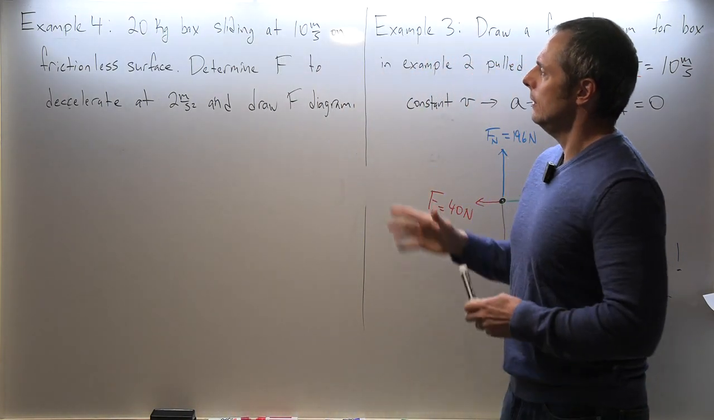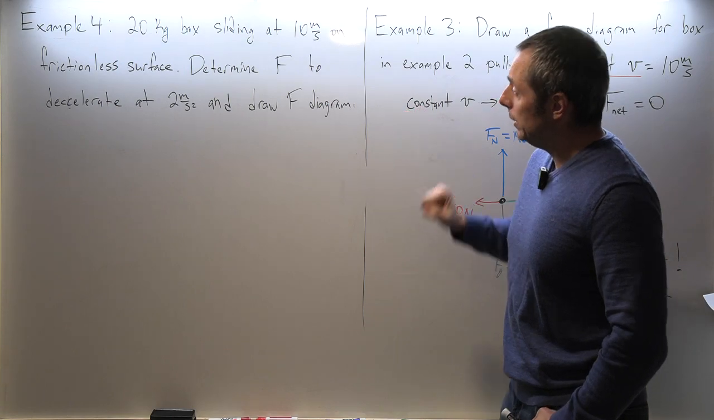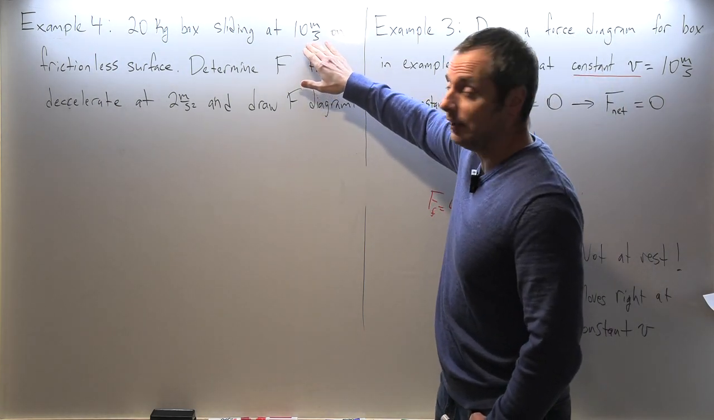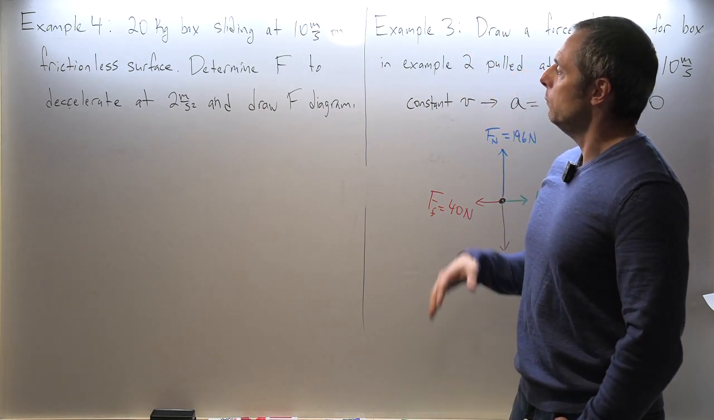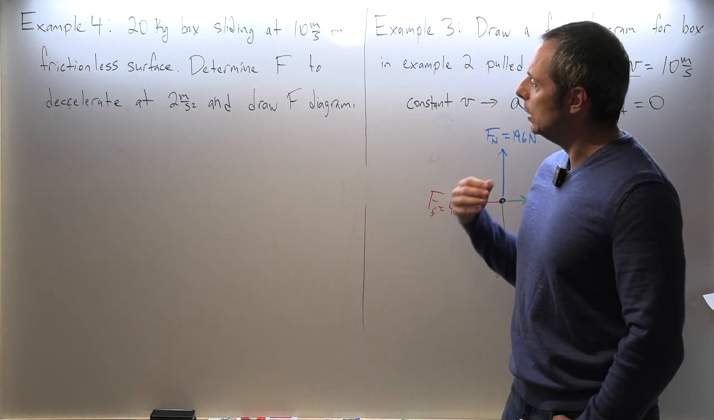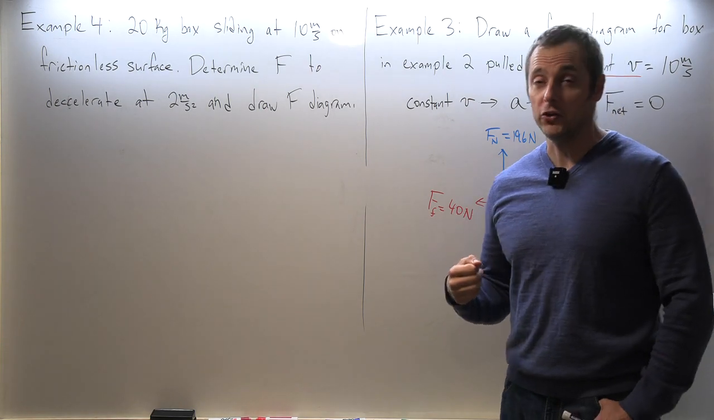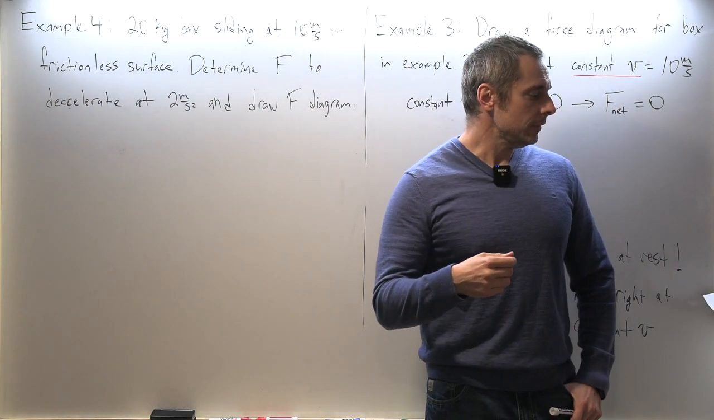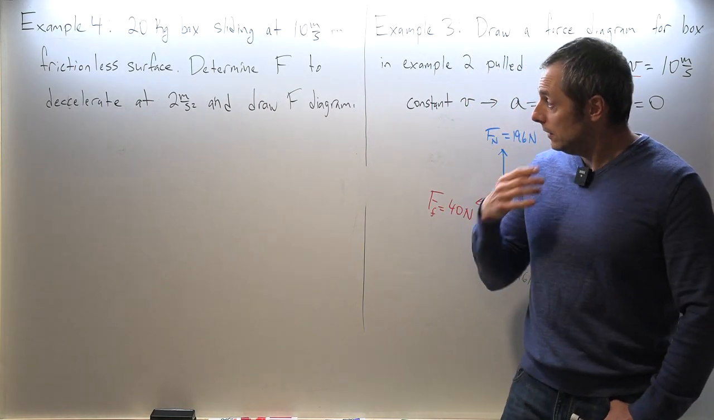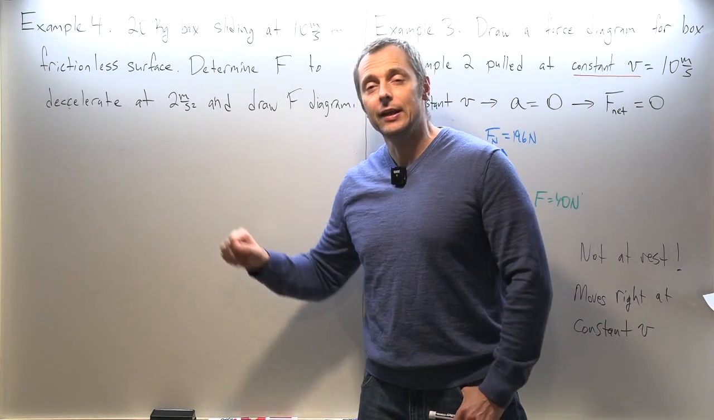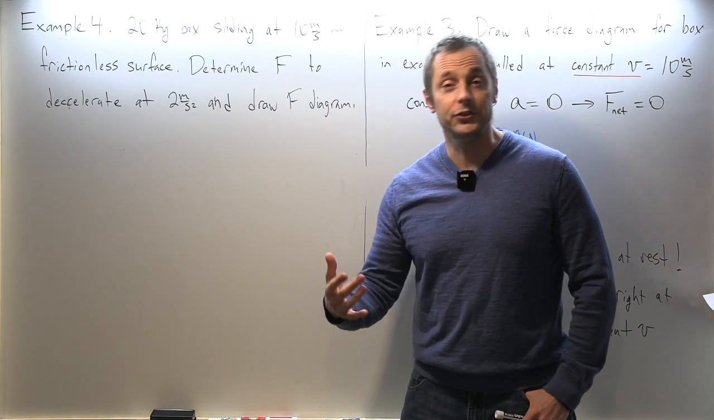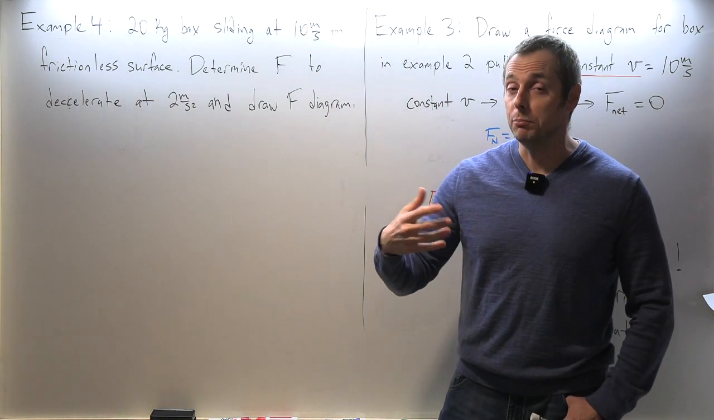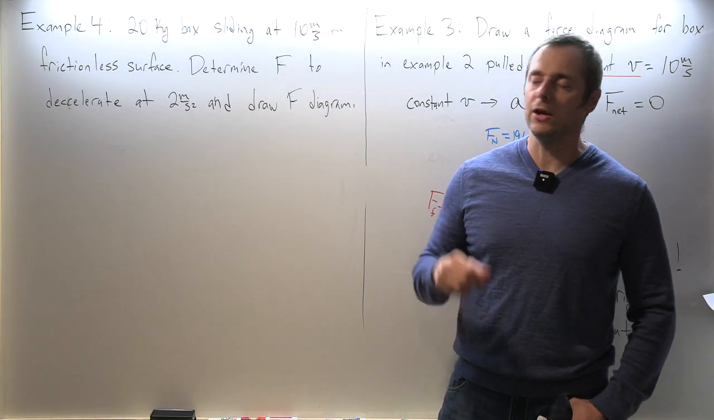So here's the example. We got the same 20 kilogram box, but this time it's sliding on a frictionless surface at 10 meters per second, and we want to know the force required to decelerate it at 2 meters per second squared. Well, a deceleration is an acceleration. It's just a slowing down acceleration. So the same law applies. A is F net over m.